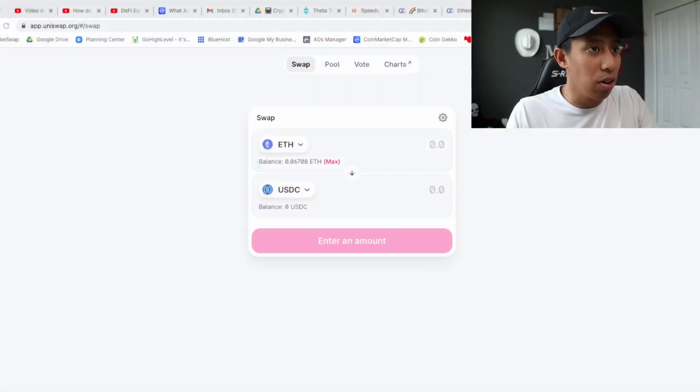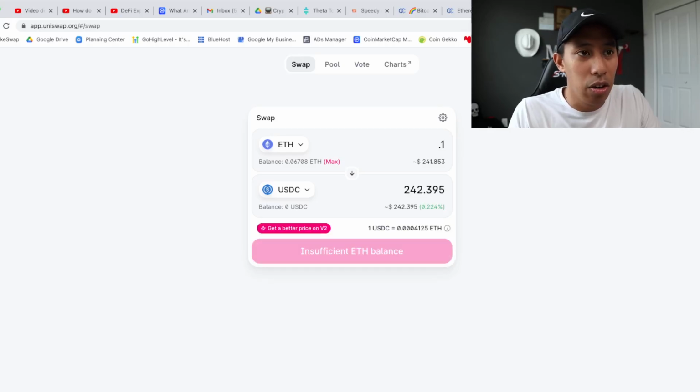Maybe I could show you this, right? If I'm in Uniswap and say I want to trade in like 0.1 Ethereum, and then it kind of does its thing, it calculates and all that stuff. Let me try to get a better price here. It tries to calculate its price or whatever. No, insufficient. Okay, I don't have enough. This is embarrassing.